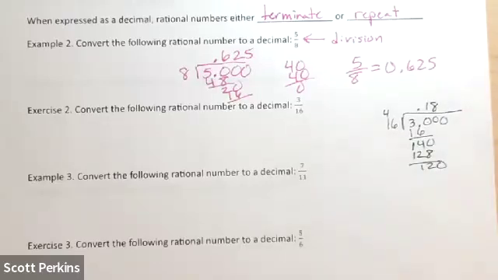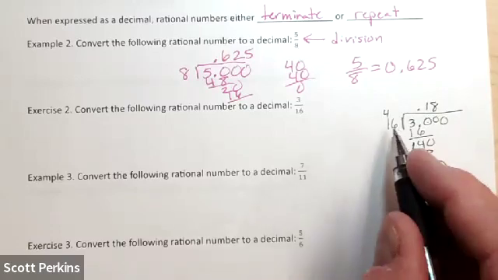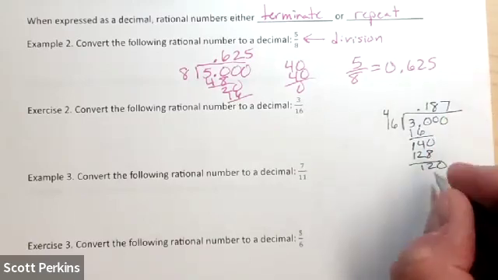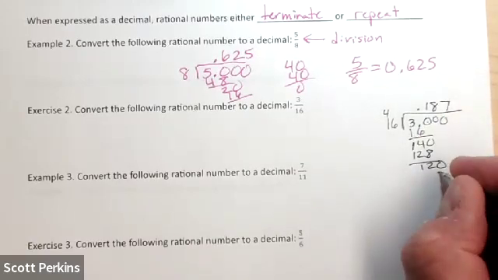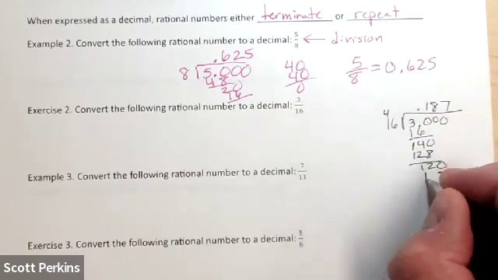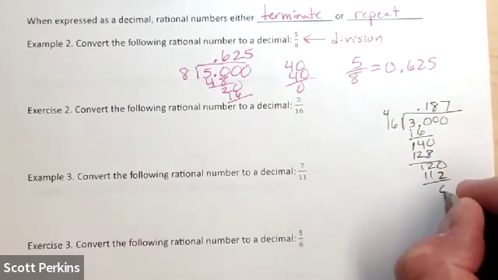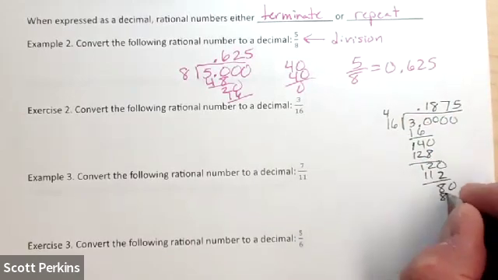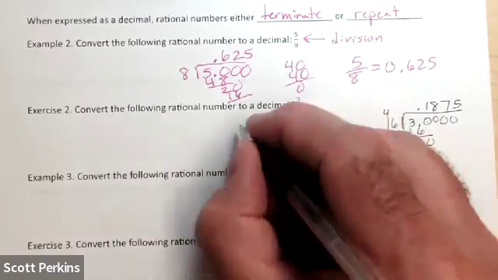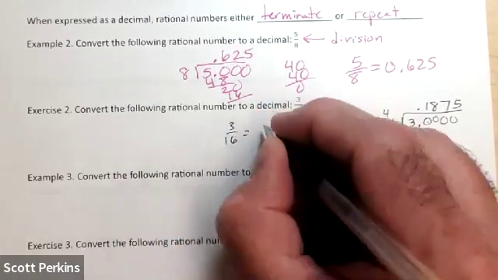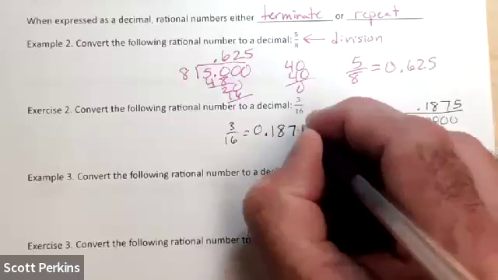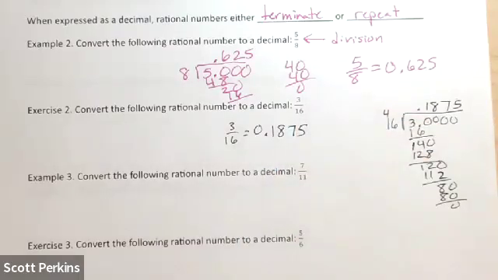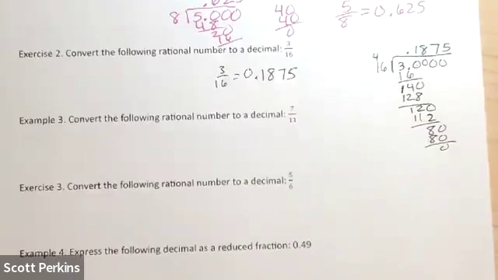Bring down another 0. And we do this process until we notice a pattern develop or until we end. So now 16 goes into 127 times. So 7 times 6 is 42, and that's 11, and that leaves me a remainder of 8. And then bring down one more 0. 16 goes into 85 times, and you got 3/16 is equal to 0.1875. Okay, so that's examples of terminating decimals.